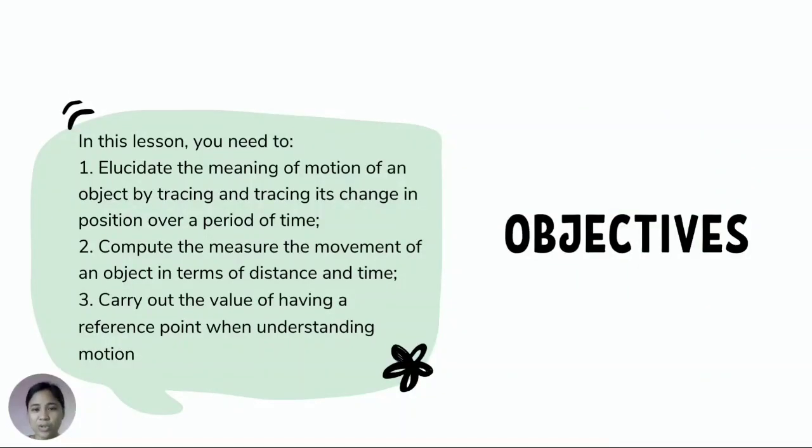You learned in our previous lesson, or Quarter 2, that protecting and conserving intertidal zones and estuaries is vital to our environment. In this lesson, you need to elucidate the meaning of motion of an object by tracing its change in position over a period of time, compute the measurement of the movement of an object in terms of distance and time, and carry out the value of having a reference point when understanding motion.